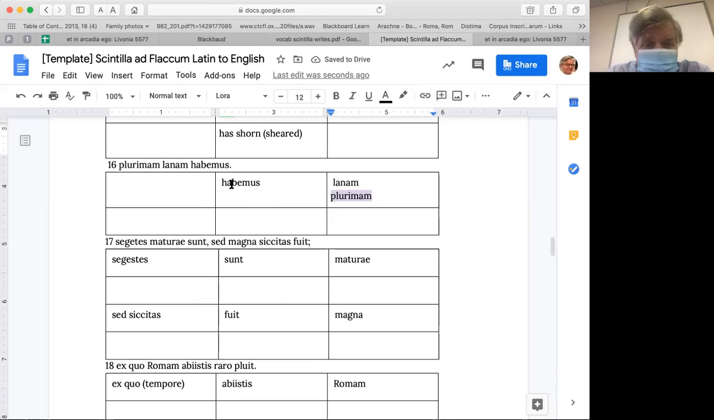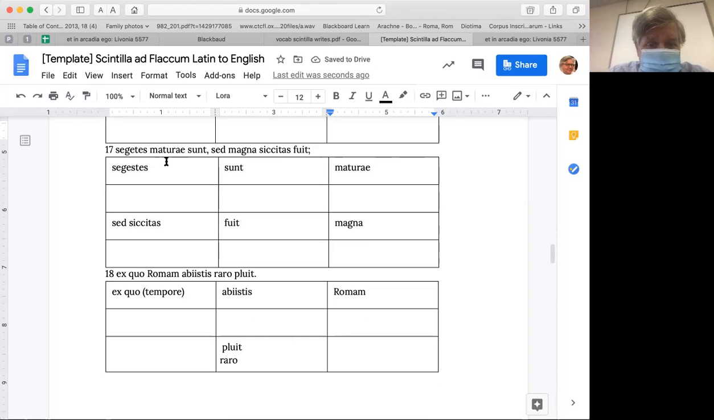Plurimam lanam habemus, so back to we, subject we, habemus lanam, and then how much lanam? Lanam is what you get when you shear a sheep. They say we have plurimam, so not just multum, a lot, but more than a lot.